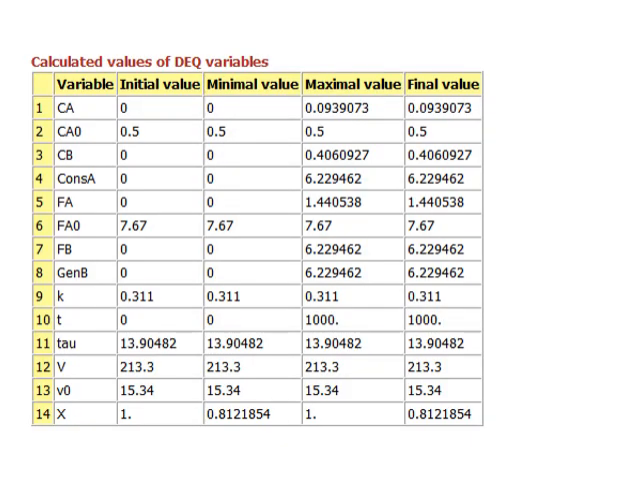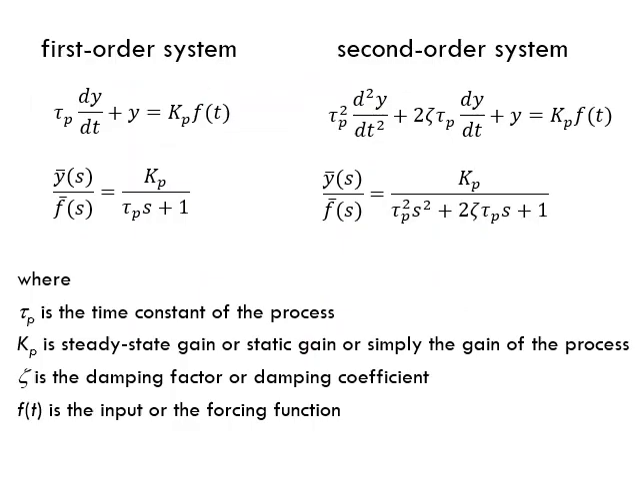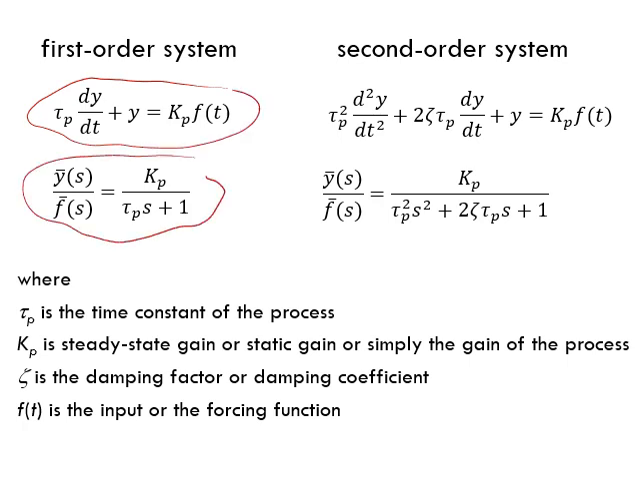Okay, I'm sharing with you again the solution here. Just a reminder to know how the first order system looks like. Well, it's tau p dy by dt plus y equals kp f of t, where tau p is the time constant of the process. Of course, you can either write it this way or you can write it this way, depends which way you are more familiar with.